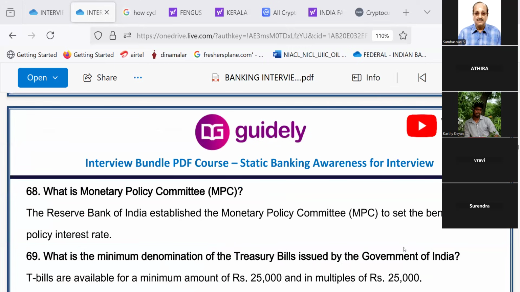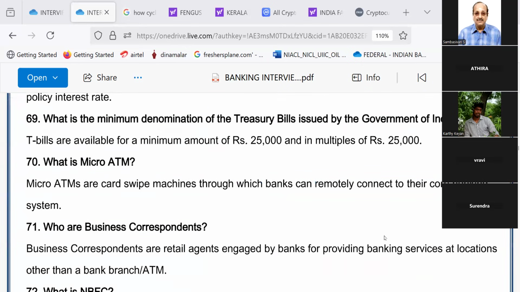What is Monetary Policy Committee? The Reserve Bank of India established the Monetary Policy Committee to set the benchmark policy interest rate. Then our next meeting is going to take place in December first week. Now only, maybe 8th or so. Tomorrow, I think so. Tomorrow. No, are you sure?